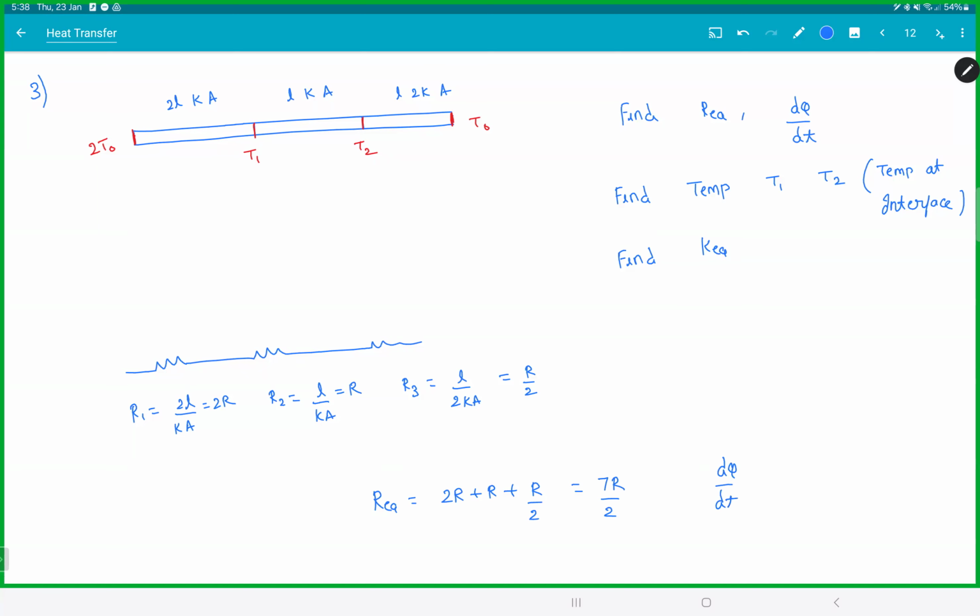The net heat flow is nothing but temperature difference delta T by R equivalent, which is T naught by 7R, 2 T naught by 7R, where R is L by KA. Now I'm asking here if the temperature is 2 T naught, here the temperature is T naught. I want you to find the temperature here. I want to find the temperature here. Get them. I'll give you a minute more.